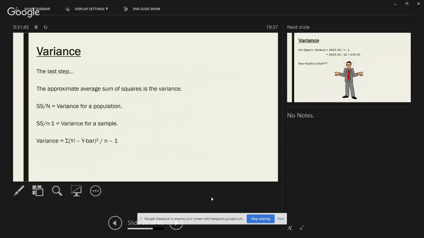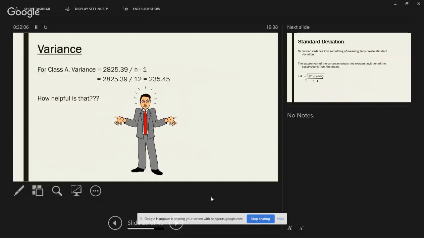the sum squared, which we have already calculated, divided by n. But if we are taking a sample from the population, the formula is going to be sum squared divided by n minus 1. So in our case, where we were calculating the class A value, which was basically a sample from the whole population, if we use that formula, we can find that our variance here is 235.45.